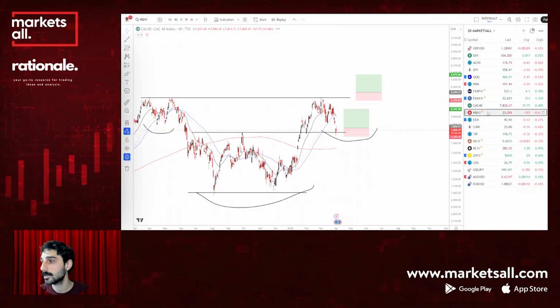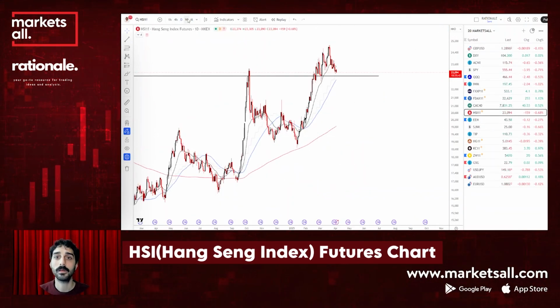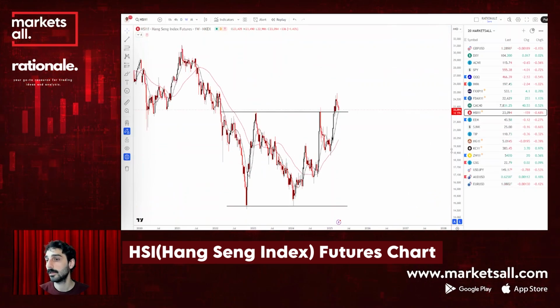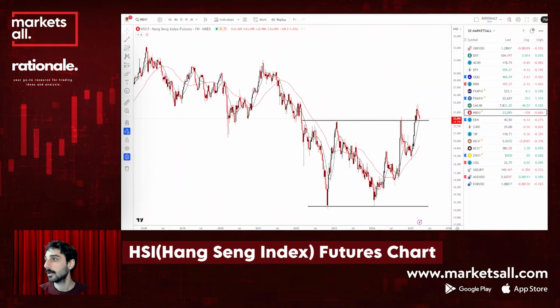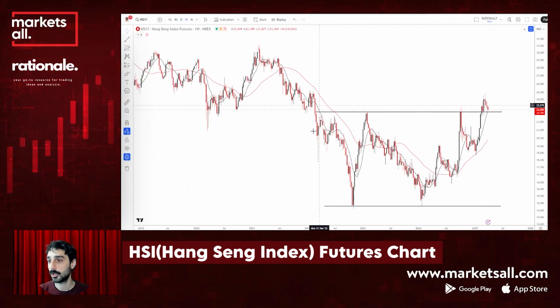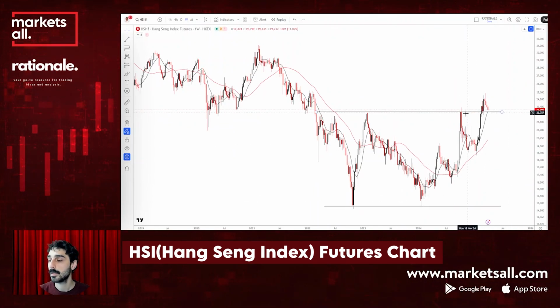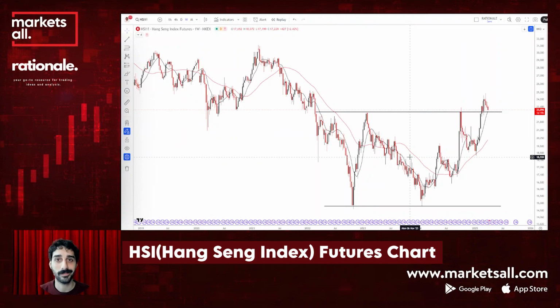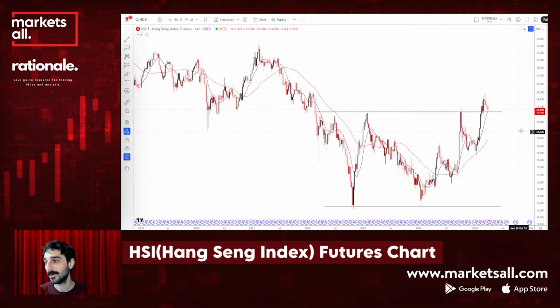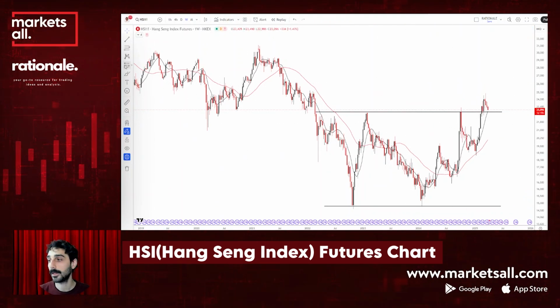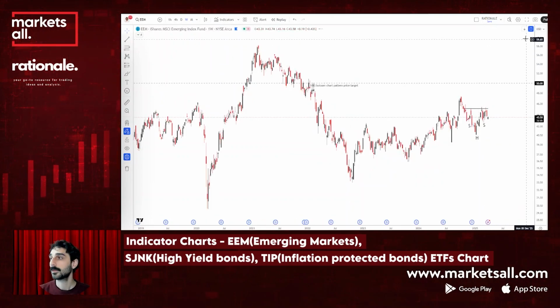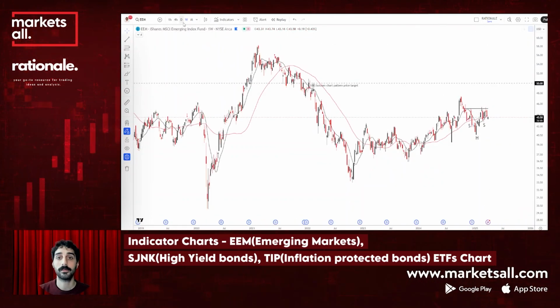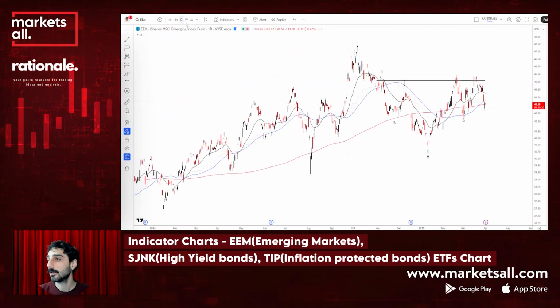France 40 index. And in the weekly chart, let me go quickly. Hang Seng index, China, it's pulling back to this huge rectangle chart pattern resistance right now. For the ones who were thinking that they missed the China ship, that might be an opportunity to be long around here. And this is the emerging market index ETF.